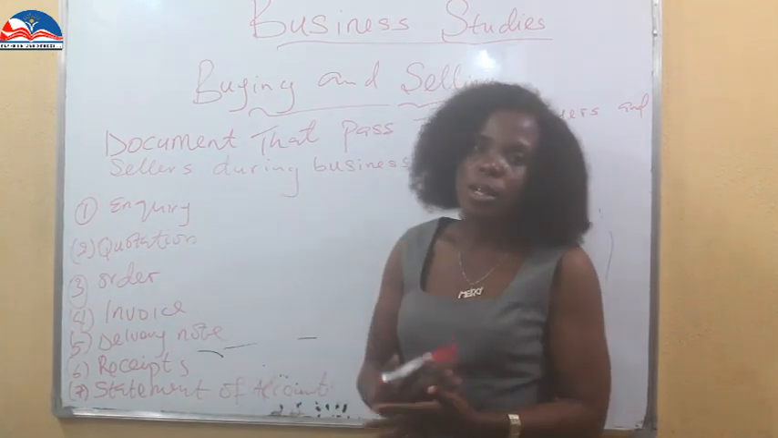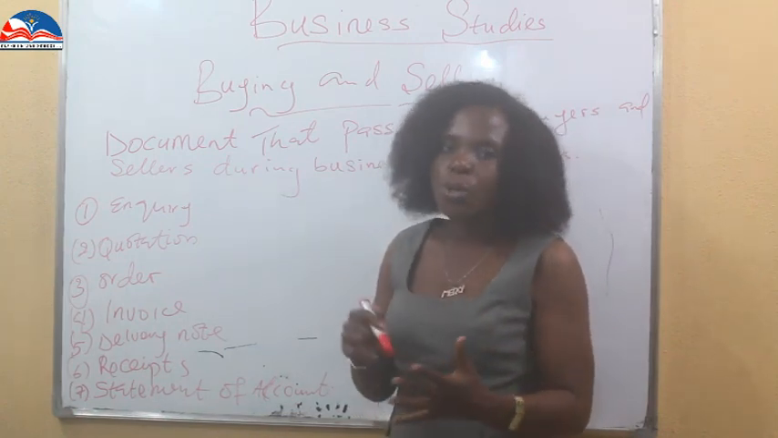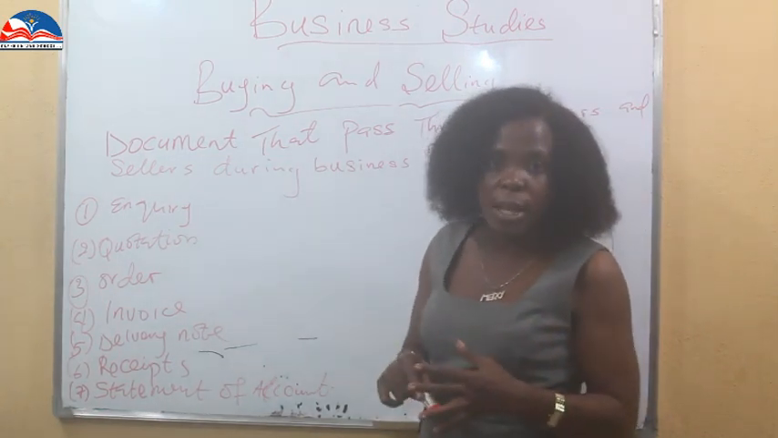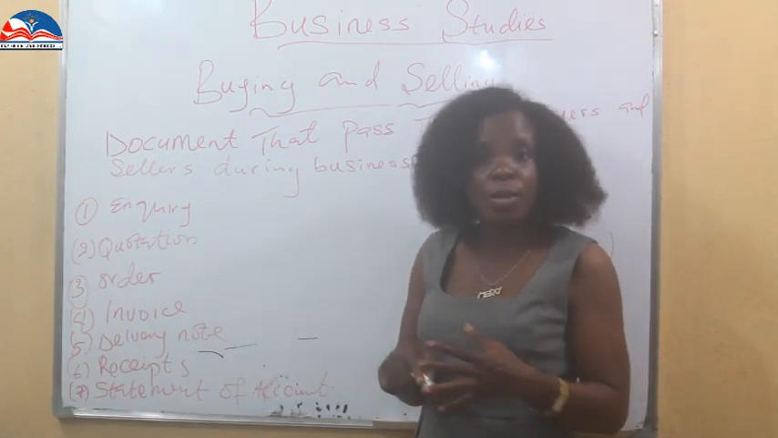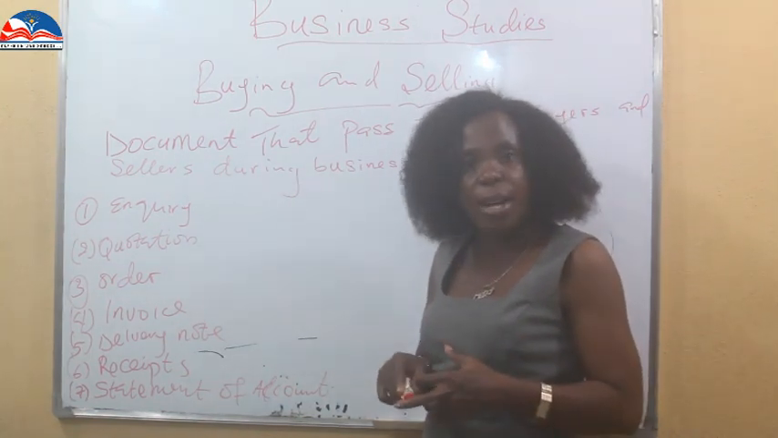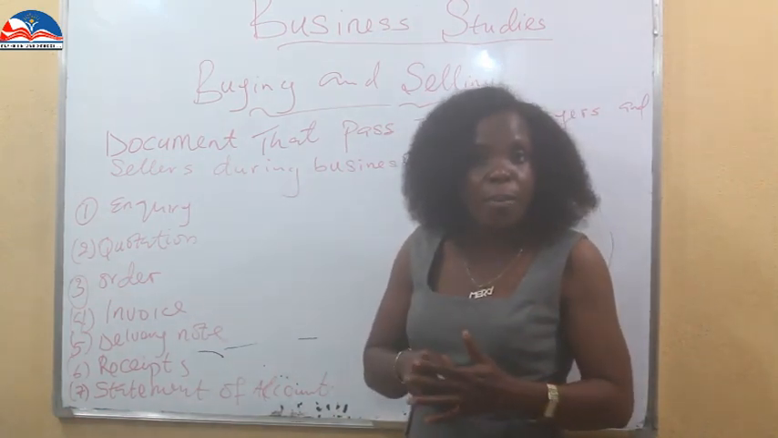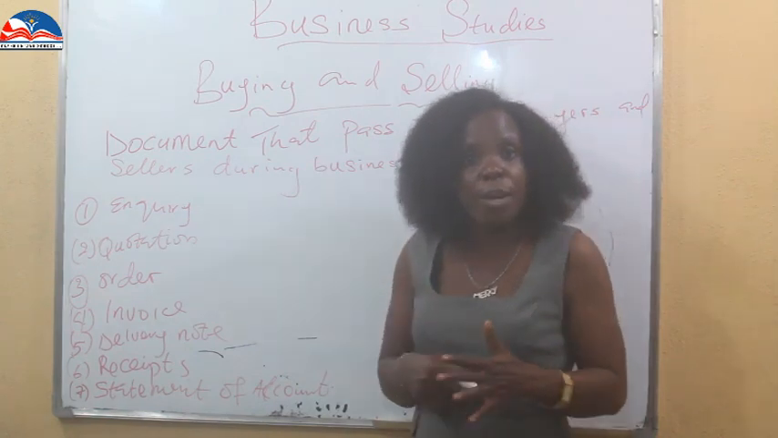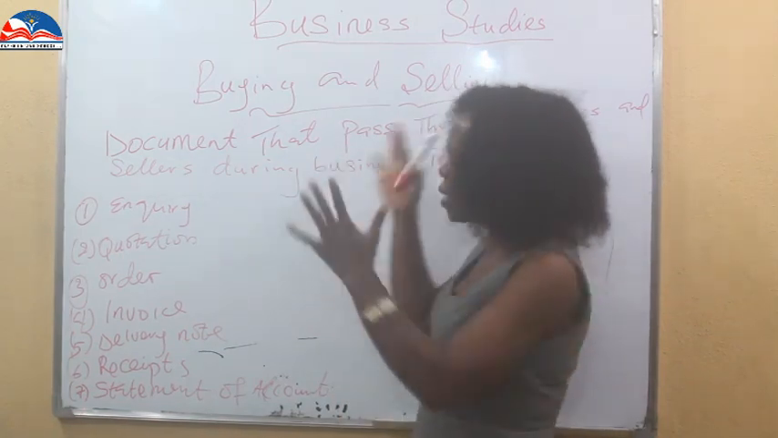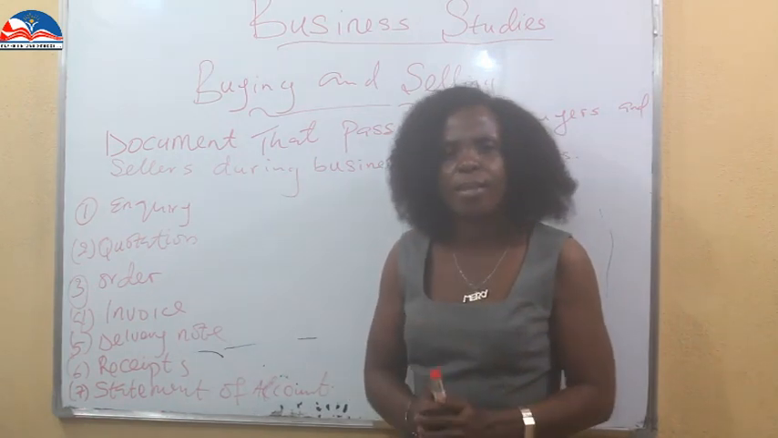Statement of account. This is a document the seller sends to the buyer to let him know the credit transactions between them, sales discounts given to them, goods that have been delivered to them, goods that are pending delivery, cash payments that have been made and credit payments that are pending. All of these are sent to the buyer. So these are the documents that exchange hands between the buyer and the seller.